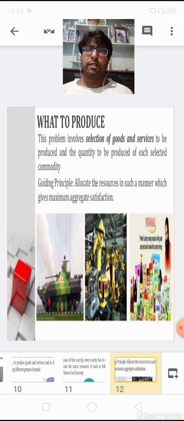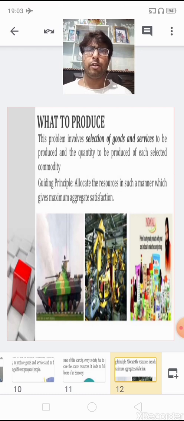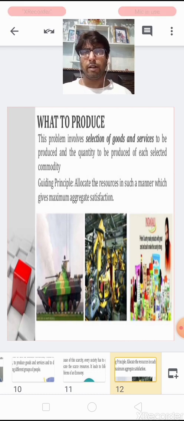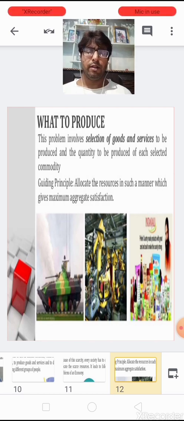So, children, for example, the production of more sugar is possible only by reducing the production of other goods. Production of more war goods is possible only by reducing the production of civil goods. Therefore, on the basis of the importance of various goods, an economy has to decide which goods should be produced and in what quantities. This is the problem of allocation of resources among different goods.